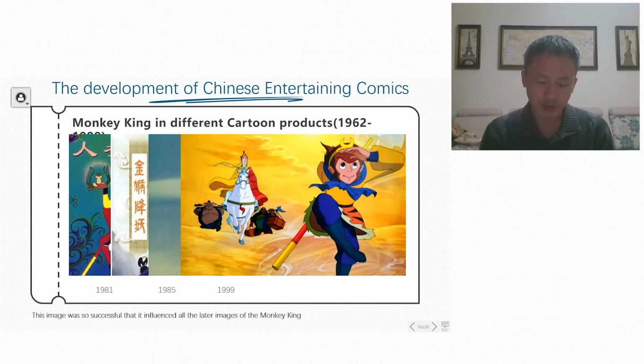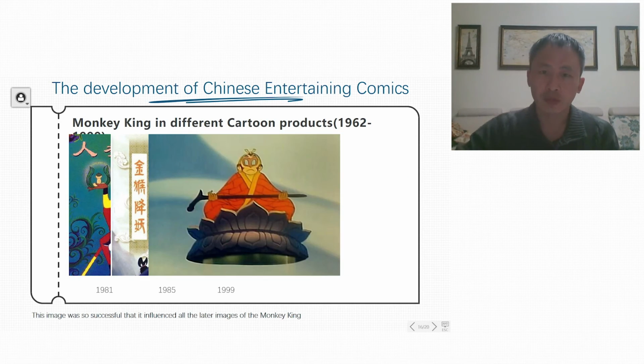In 1999, a new cartoon movie, Lotus Lantern, was released. This one is taken from this movie. In this movie, the Monkey King was only a minor role, looking elderly, talking endlessly, and full of complaints. Still a hero, but not perfect. This time the Monkey King is just a person with shortcomings and humanity.